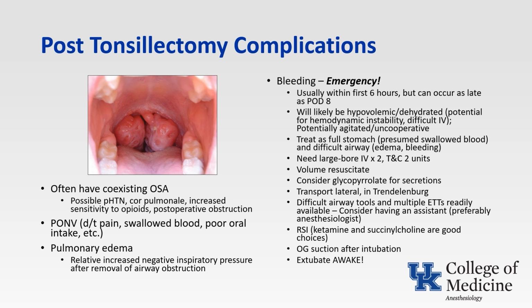So they should have 2 large bore IVs, preferably 2. You should have blood available. They should be volume resuscitated. You can consider some glycopyrrolate for secretions. They should be transported to the OR in the lateral Trendelenburg position to minimize the chance of swallowing or aspirating the blood. You should have all of your difficult airway tools and multiple ET tubes ready. You should consider having an assistant, preferably another anesthesiologist.